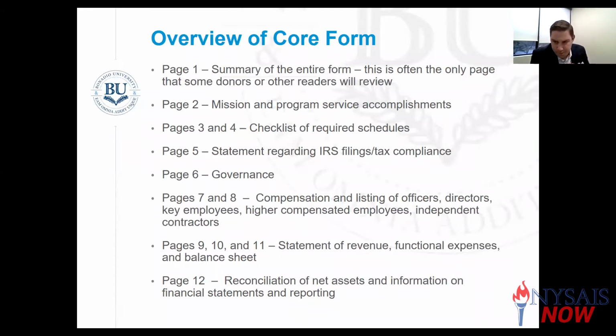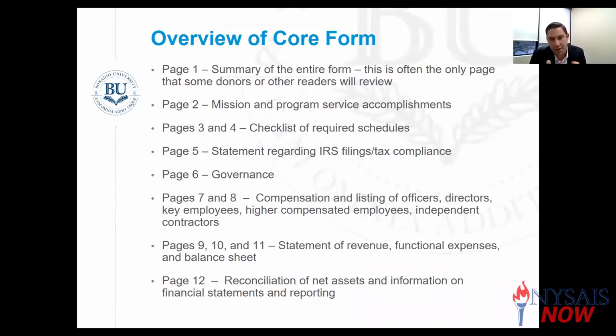So page 6 outlines your governance, who your board is, the policies for reviewing, which we just talked about, how many voting members that you have versus how many board members you have. It's quite possible that those numbers may not be exact. You could have board members that don't vote or board members that aren't independent. So those numbers don't always have to match. So it's important to look at those. But all of your board members as of the end of the year are all listed there.